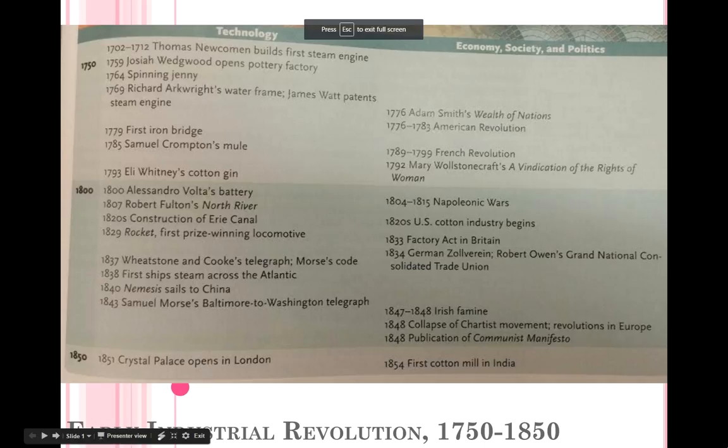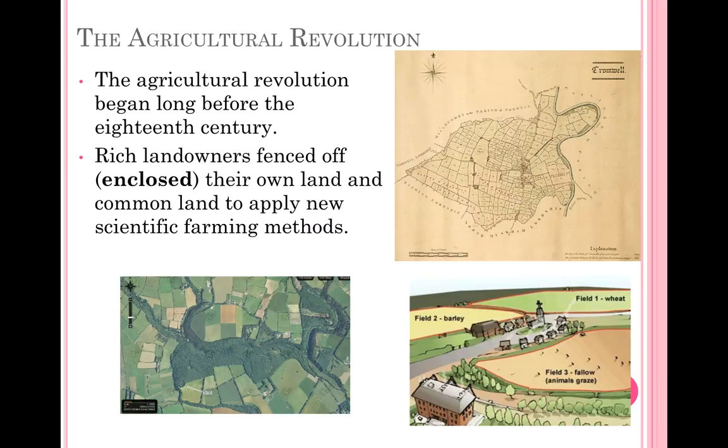Hey guys, today we're diving in with the Industrial Revolution. We'll be focusing quite a bit on Europe, but also on Asia, a little bit of Africa, and the Americas. The agricultural revolution began a long time before the 18th century. Our years for focusing on the Industrial Revolution are 1750 to 1850. But before we can talk about that, we have to really get into what actually causes it.